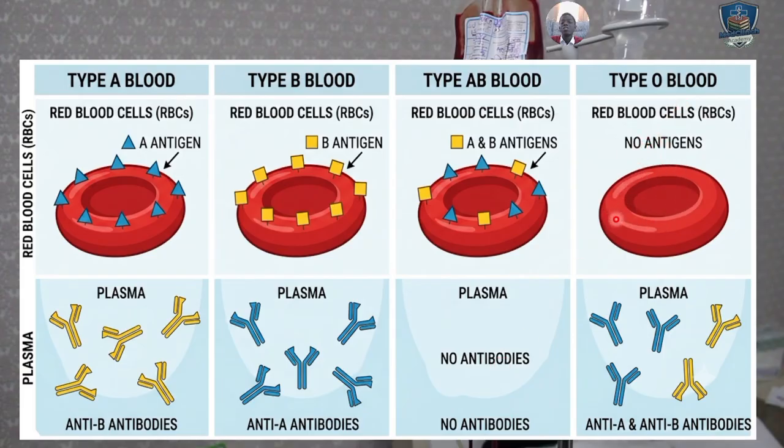Blood type O has no antigen. The surface is very smooth. There's no antigen on the surface, whereas in the plasma, you'll find both the antibodies against antigen A and antigen B.